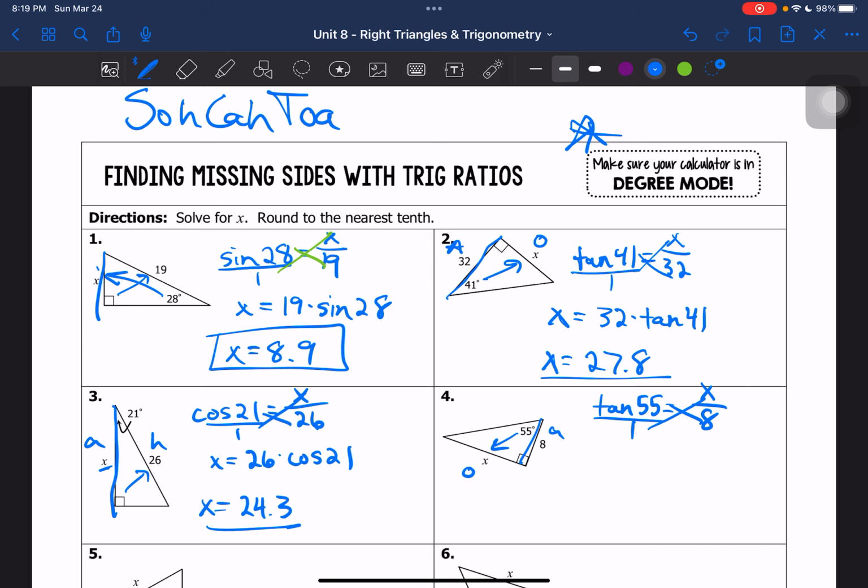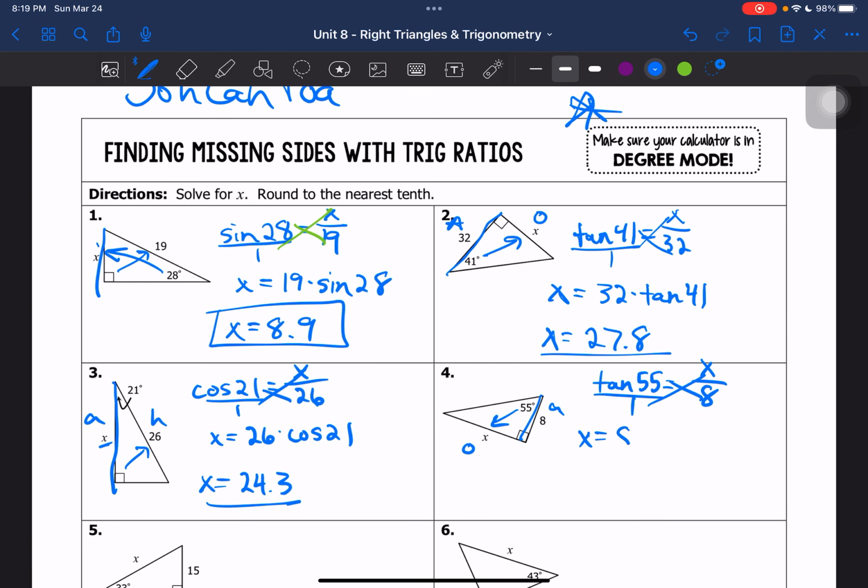Now I'm going to solve. So x would just be equal to whatever 8 times tangent of 55 is. And what that turns out to be when we round it is 11.4.